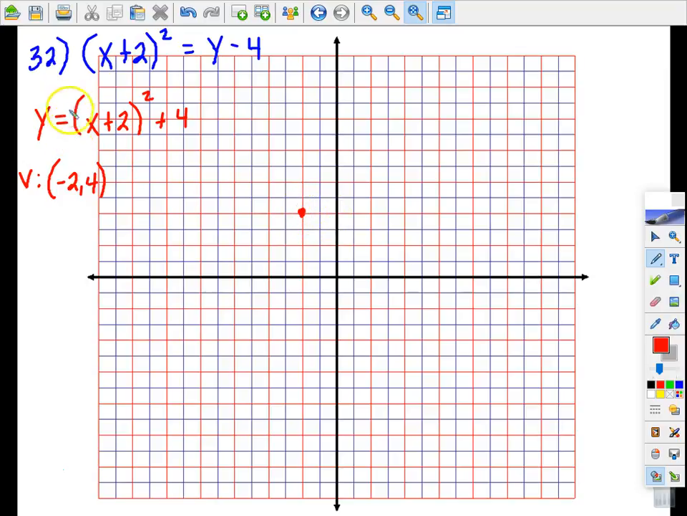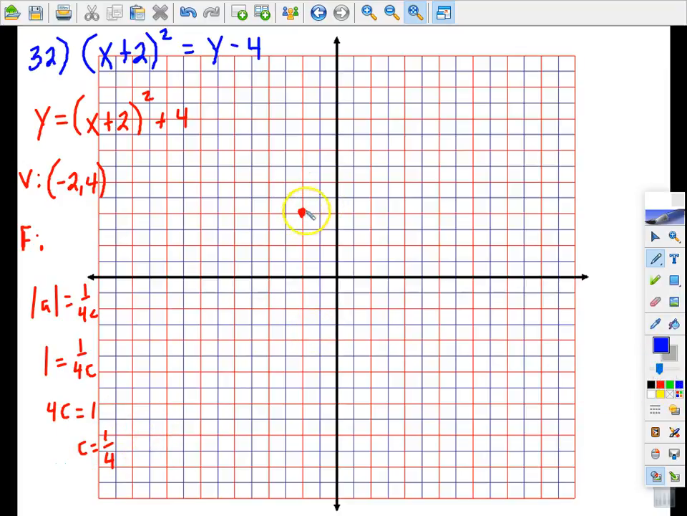This parabola opens up because a, it's invisible, but it's positive. It's +1. So let's find out where the focus is. So again, I'll just show you the formula. And a is 1 again. 1 equals 1 over 4c. So 4c equals 1, so c is 1/4. Okay, remember what c represents? c is the distance from the vertex to the focus.